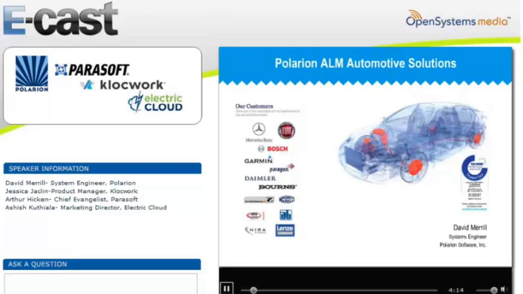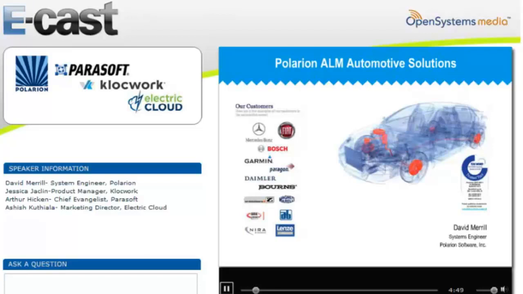Polarion ALM has a great appeal to automotive customers today, primarily because it is a heavily regulated industry. Some of the customers that you see here are really on the cutting edge of automotive solutions, producing hybrid vehicles, fuel cell technology, and even precision agricultural vehicles. Polarion is certified as a trusted tool by TÜV Nord, where it has achieved ISO 26262 and IEC 61508 compliance.